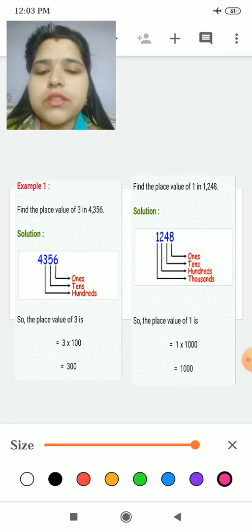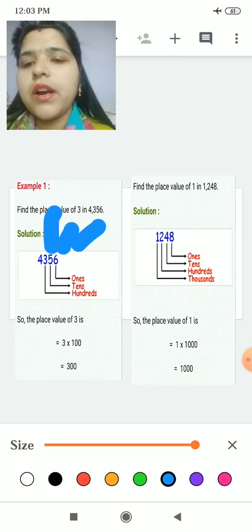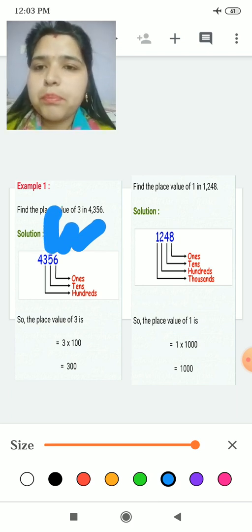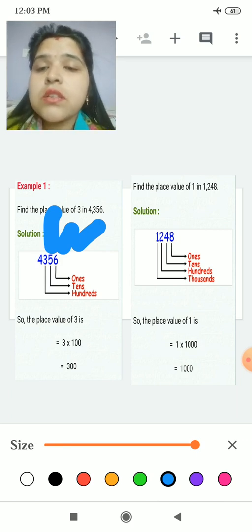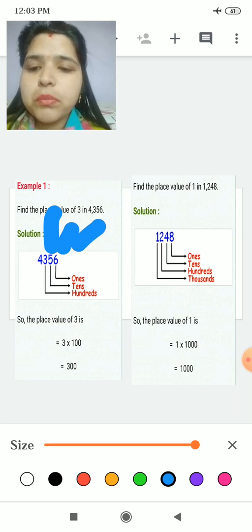See, which place is it having? Ones, tens, hundreds, thousands. So we will write 1 and make it 1000. This is 10, this is 100 and this is 1000. Understood? See, again we count: ones, tens, hundreds, thousands. So 1 is having the thousands place. So you will write 1000 there.